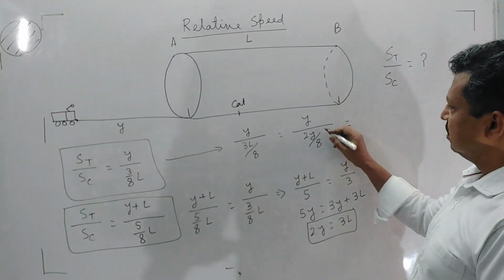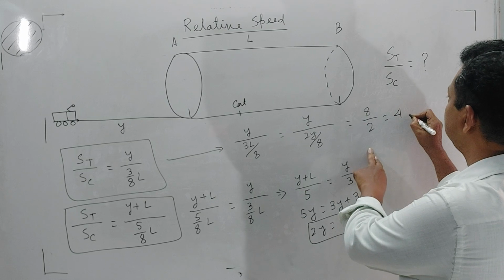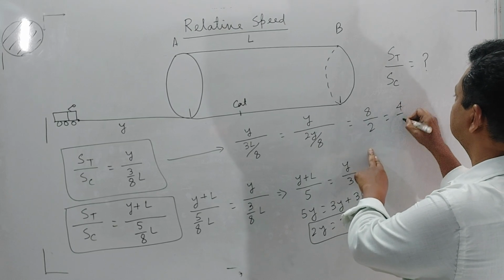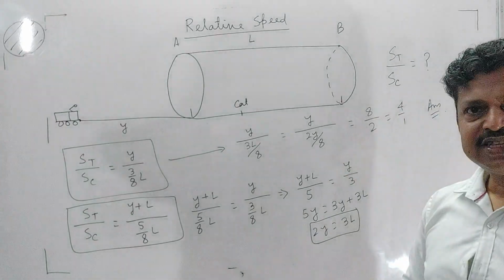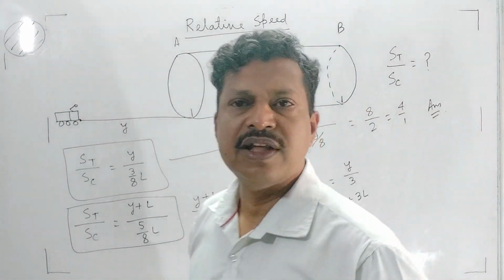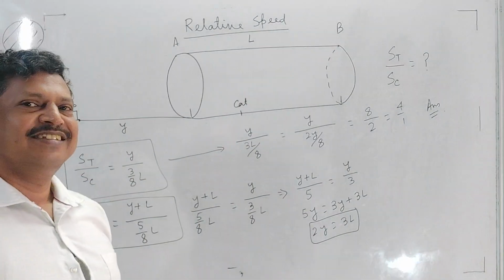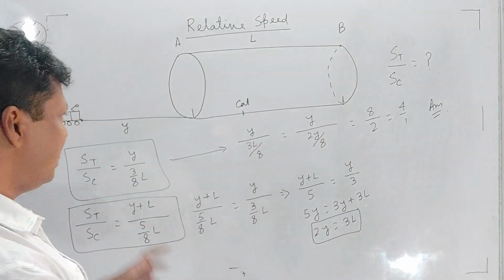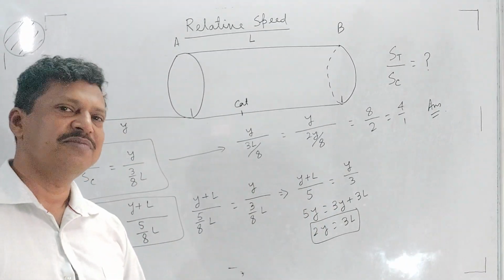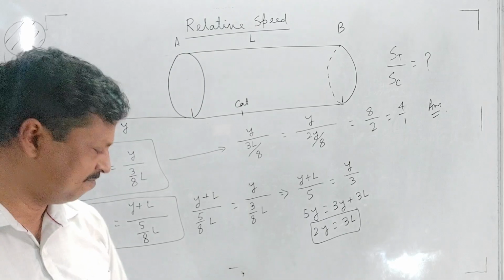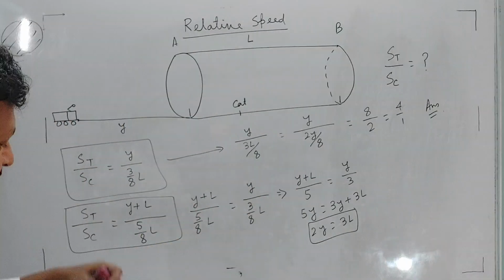So this comes out to be 8 by 2, and 4 is to 1. So your answer is 4 is to 1. So this is the orthodox method to solve the question. Now let me tell you another interesting method where I am not supposed to write all those, and I can say there will be a shortcut method. So let's look at that. I hope this part is clear. So let's look at the shortcut part.